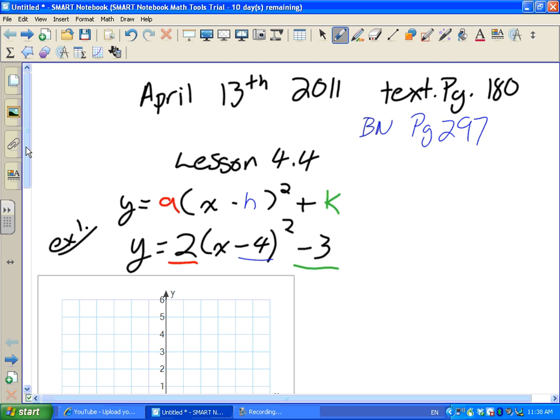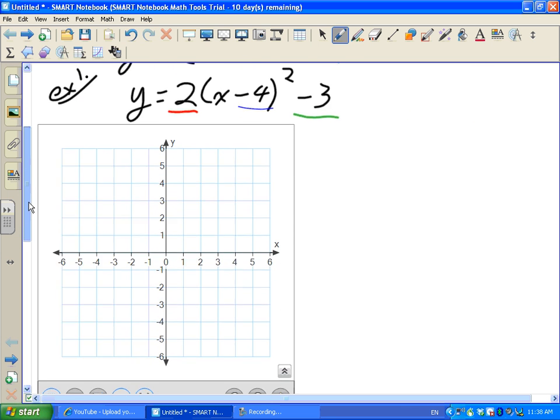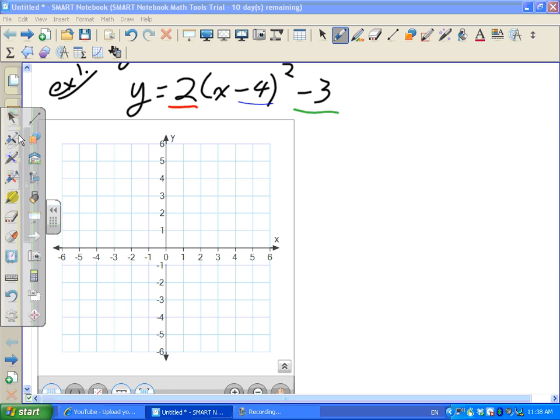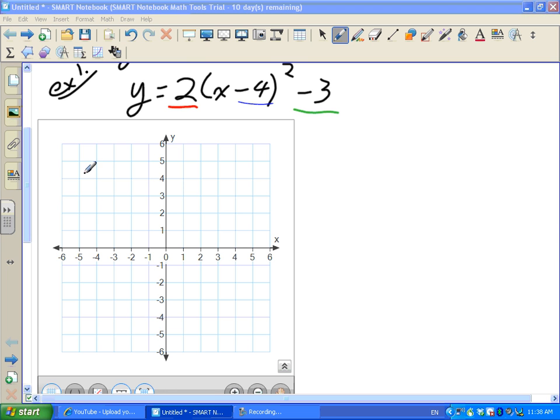They've asked us to graph this. So I've made my amazing graph. And we're going to start. Now remember, we're always comparing this equation to our original y equals x squared. First thing I want to do is move the vertex. The vertex of my x squared is normally at the origin. I'm going to move this vertex now. So I'm going to go with my k movement first.